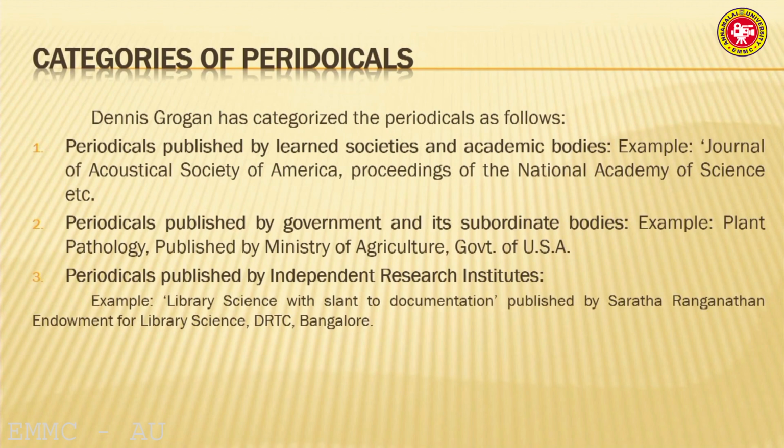Then categories of periodicals. According to Dennis Grogan, periodicals are categorized under five. One is periodicals published by learned societies and academic bodies, for example, Journal of Aeronautical Engineering. The second is periodicals published by government and its subordinate bodies, for example, Plant Pathology published by the Ministry of Agriculture, Government of USA, or Gramin Vikas published by the Indian Government, Ministry of Rural Development. The third is periodicals published by independent research institutions, for example, Library Science with Slant to Documentation, published by Sarada Ranganathan Endowment for Library Science, DRTC, Bangalore.